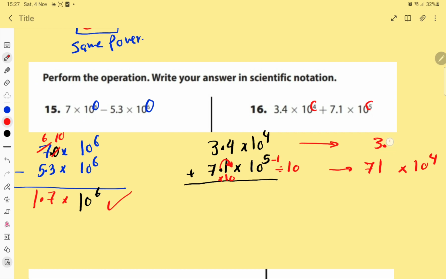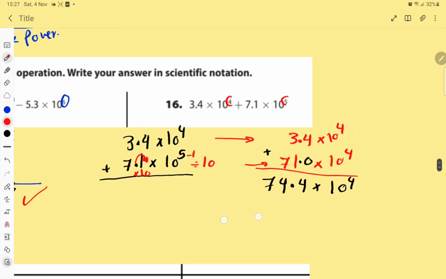So 3.4 times 10 power 4. Add 10 power 4 and 10 power 4. It is addition, correct? So keep it as it is, 10 power 4. Times 71 is the same like 71.0. Add 4 plus 0 is 4. Decimal point 3 plus 7. 3 plus 1 is 4. And the 7 as it is. So 74.4 times 10 power 4.